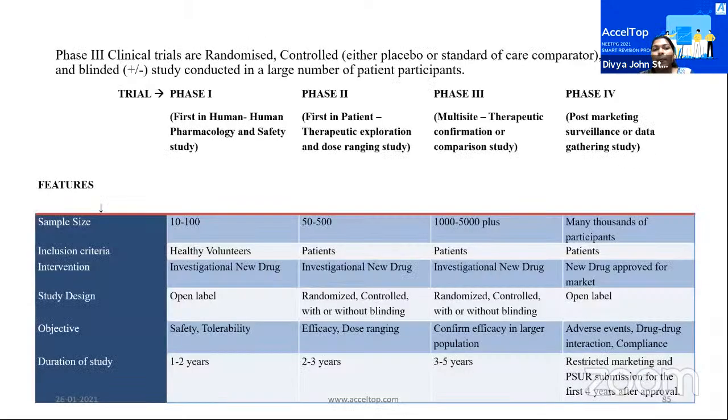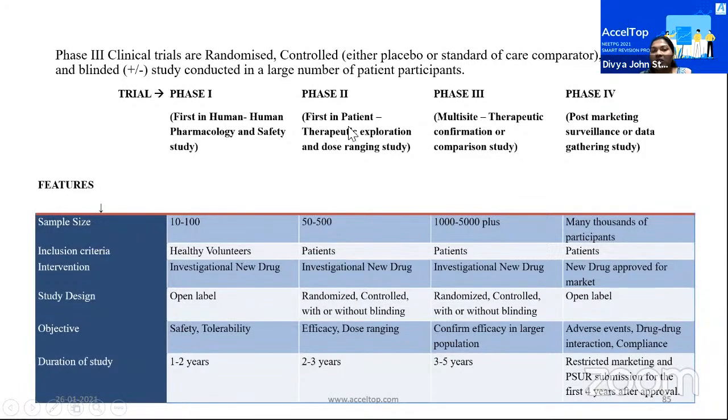So we'll recap quickly. Your phase 1 study is otherwise called first in human pharmacology and safety study, which is done in 10 to 100 healthy volunteers, where the investigational new drug is given in an open label form, primarily to check the safety and tolerability of the drug in the healthy population. Next you can even check the pharmacokinetics and the adverse drug profile. Safety and adverse drug effects go hand in hand. And then you have phase 2.